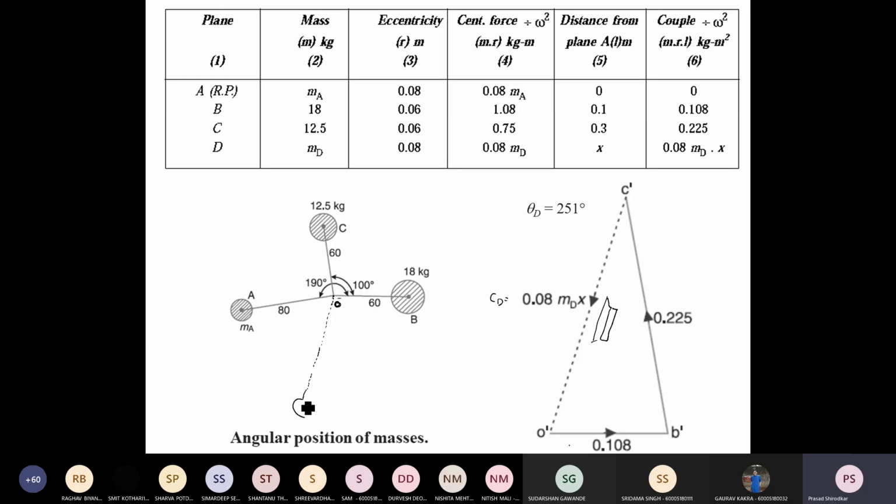Alright, so this is my mass D, this is M D. Now I have got the angular position of mass D. This should be 80, approximately, in proportion. This is 60, RC and RB is 60, RA and RD is 80.